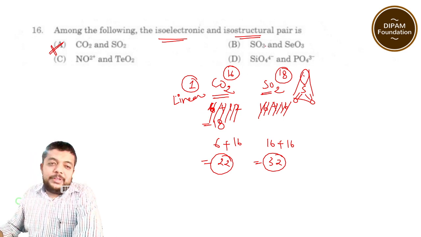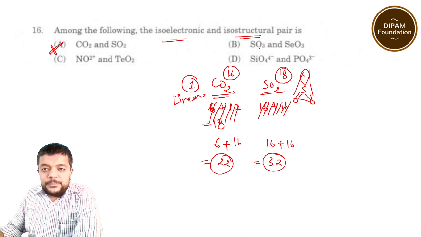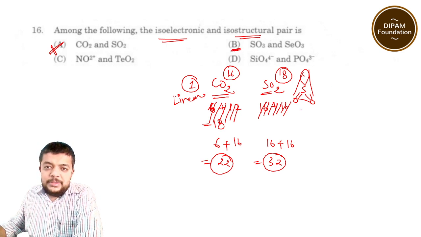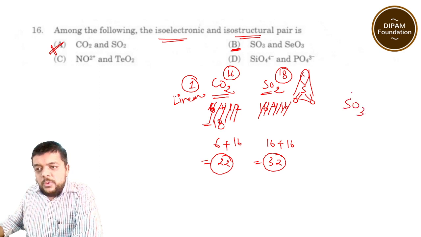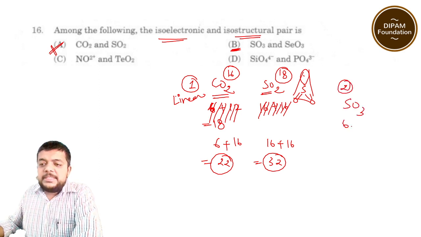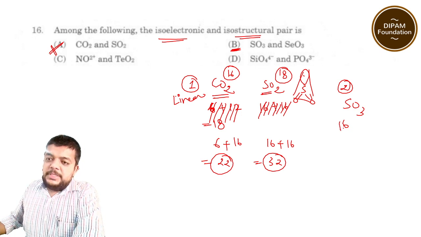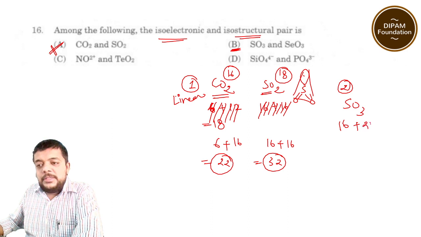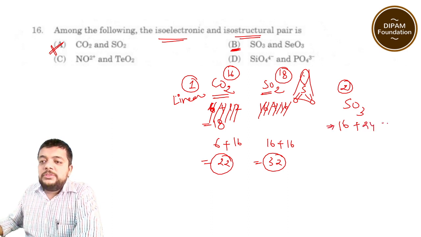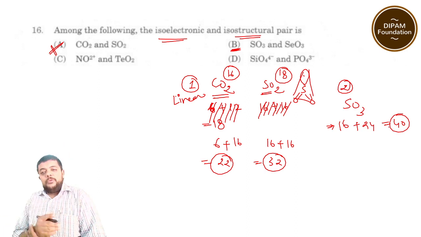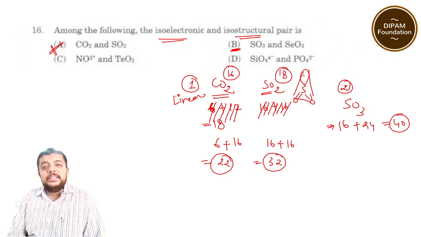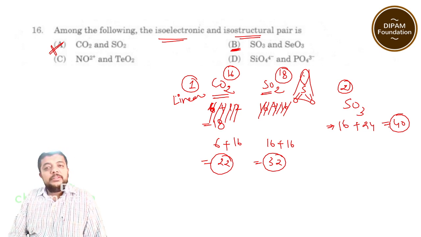SO3 and SeO3. Now, if I take this example, SO3, 16 electrons of sulfur and 8 threes are 24 electrons of oxygen, the total is 40. If I am not mistaken, the total is 40. The sulfur has 16 electrons, whereas each oxygen has 8, so 8 threes are 24.